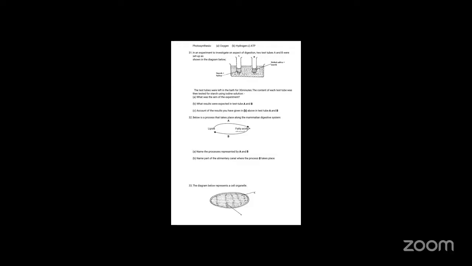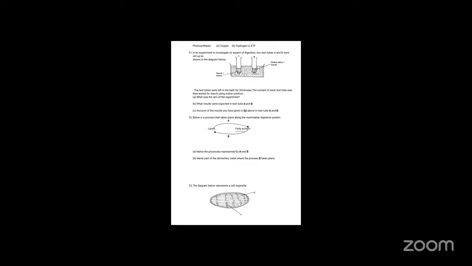So what would be the result expected in test tube A? You say in test tube A there will be no starch, and in test tube B starch will be present because boiled saliva destroyed the salivary amylase. So to account for the results ni kusema explain hizo results. So for example, what was the aim of the experiment? The aim of the experiment was to investigate the effects of temperature on enzymes. Si ndio? Na remember pale kwa properties of enzymes tulisema they are affected by extreme pH.